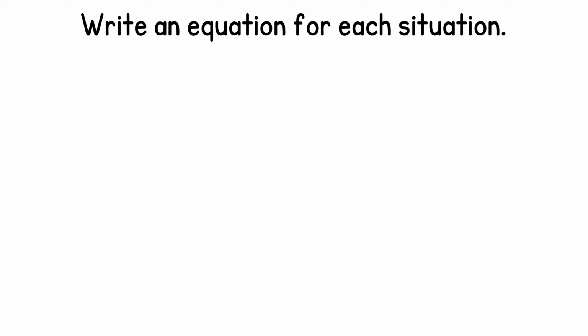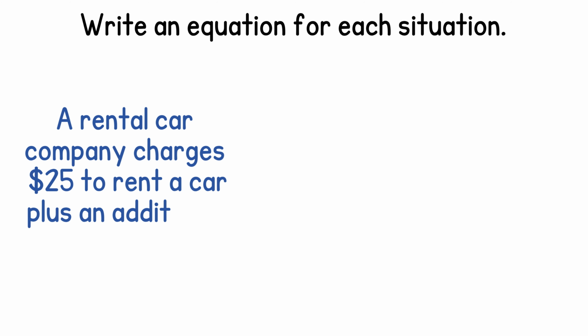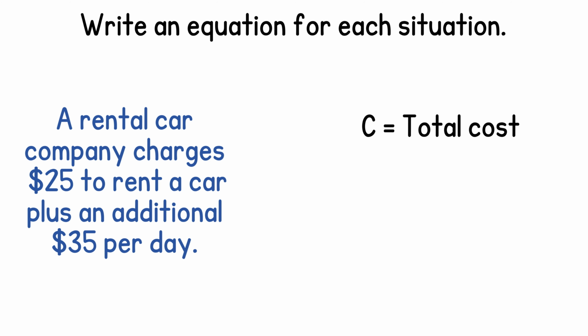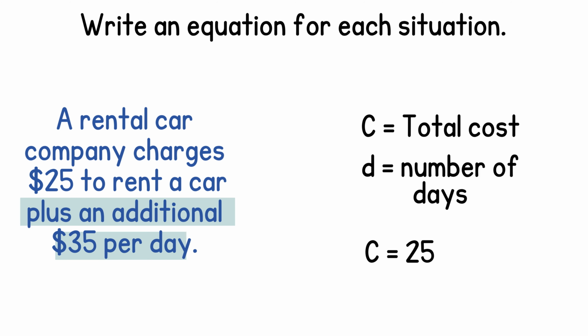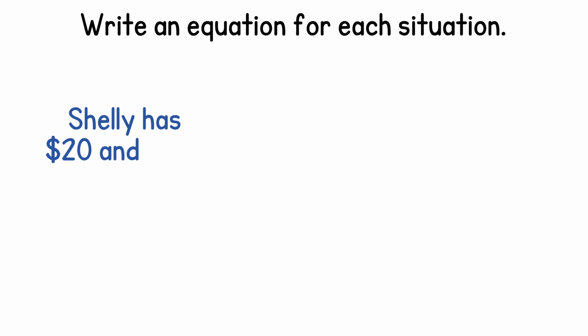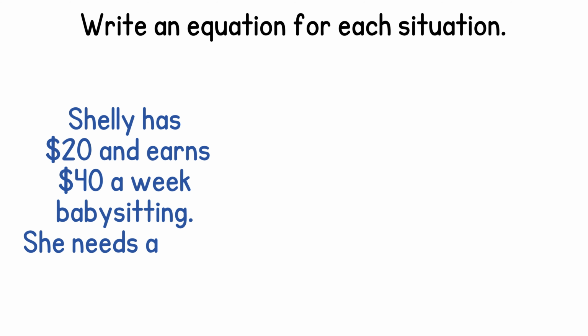Now we're going to write an equation for the next couple of slides. A rental car company charges $25 to rent a car plus an additional $35 per day. We'll let C equal the total cost of renting the car, and D will represent the number of days that we're renting it. So we know that it costs $25 to rent the car, so we know that our total cost will at least be $25, plus the additional $35 per day. So we'll add 35 times D for the number of days that we're renting, and now we can find the total cost.